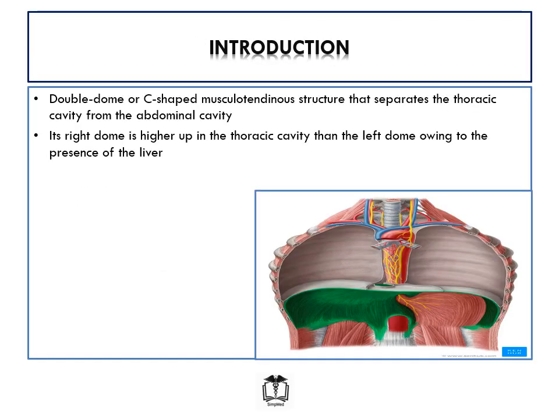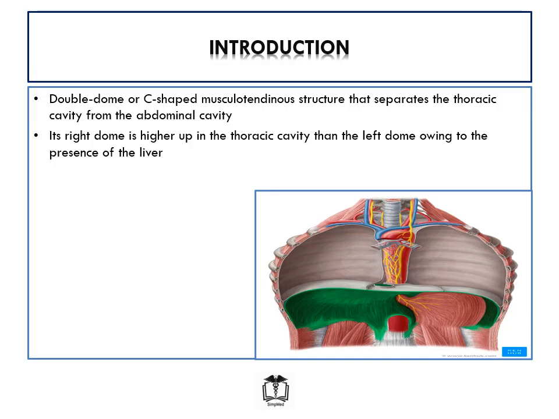The diaphragm is a dome-shaped or C-shaped musculotendinous structure that tends to sit at the inferior thoracic outlet. It separates the thorax above from the abdomen below, and it allows for the movement of structures from the thorax to the abdomen or from the abdomen into the thorax.